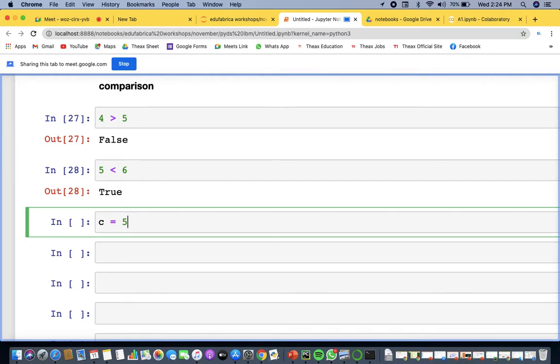Right? So, if I say C is equals to 5, that means C is holding a value of 5, and that exactly is called a variable. Okay, that we'll understand later on.